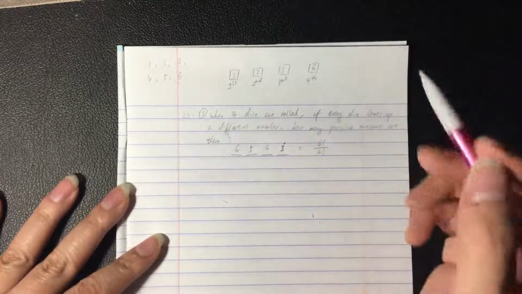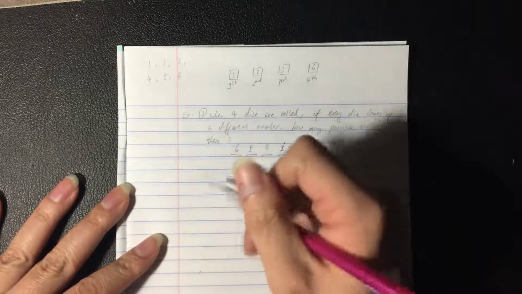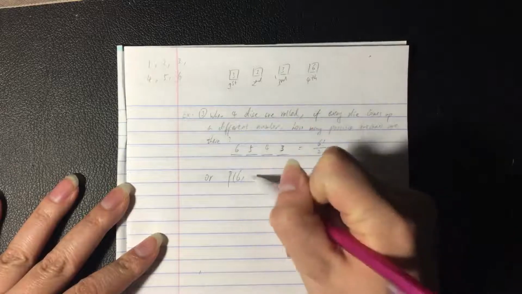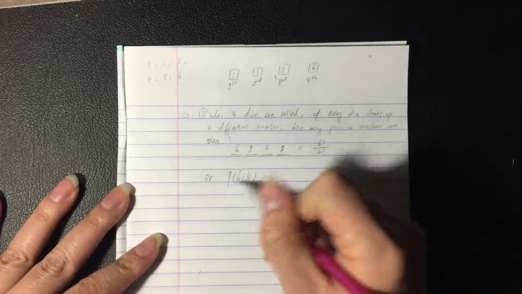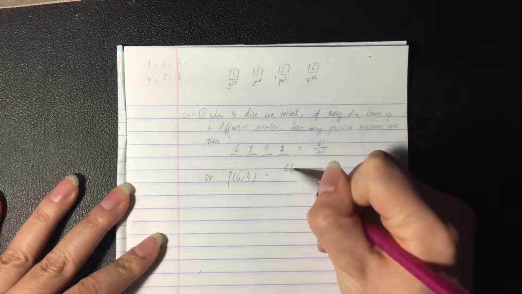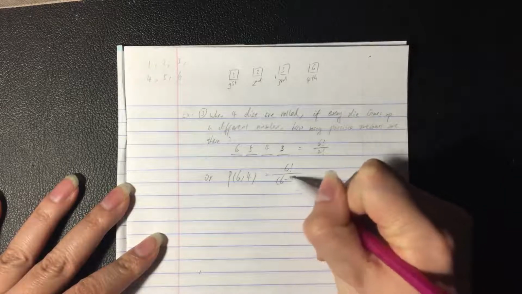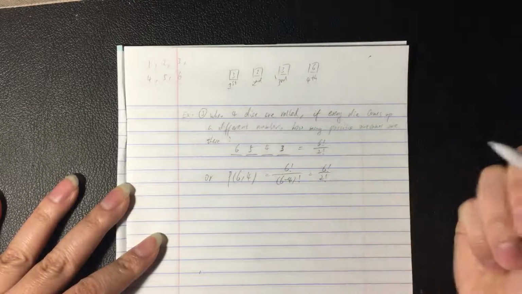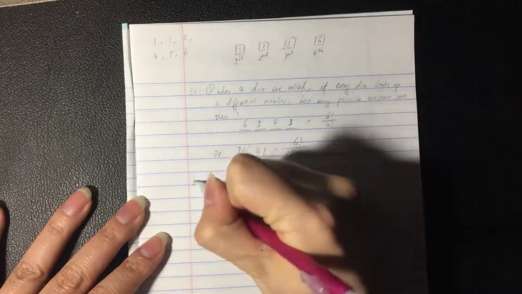Yes. So if we use permutation, we have P(6, 4). That means arranging 4 out of 6. If we use the formula, we have 6 factorial over 6 minus 4 factorial, which is the same thing, 6 factorial over 2 factorial. Next example.